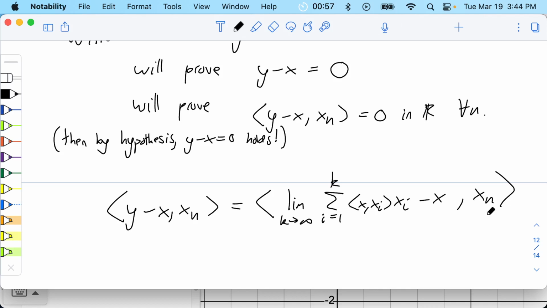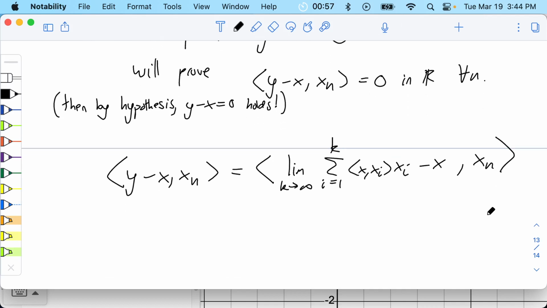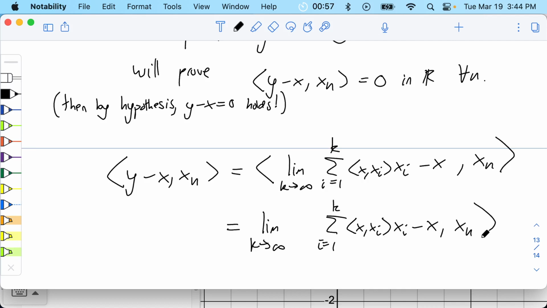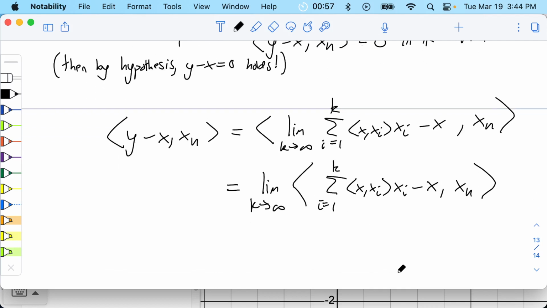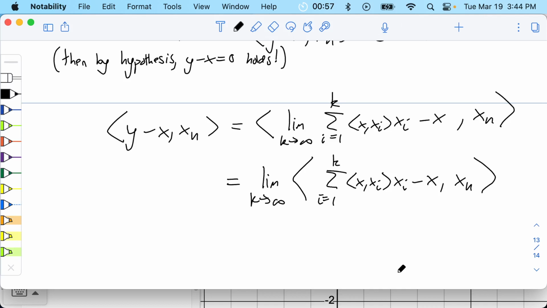So this is the moment where you need to know that when you do a limit inside an inner product, it's okay to pull the limit outside, right? Sort of like inner products are continuous. You can prove this by Cauchy-Schwarz or something. So this is equal to the limit as k goes to infinity of the sum i equals 1 to k of the inner product of xi with xn. Let's just do one step at a time here. So if you have a limit of vectors inside an inner product, you can do the limit on the outside and do a limit of numbers.